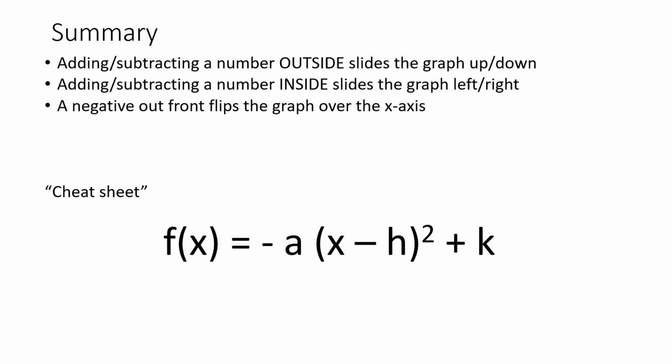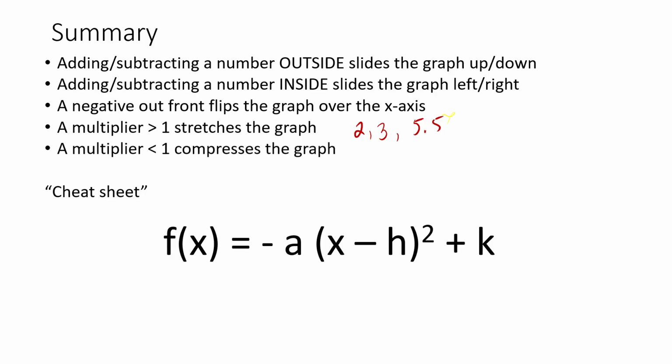A negative out front flips the graph over the x-axis. So if you see a negative, it will take that parent function and flip it over. If you don't see a negative, it's going to be oriented the same way as the parent function. And a multiplier greater than 1 stretches the graph. So we mean something like 2, 3, 5.5. I don't know why that clicked over to yellow. Okay, greater than 1, it will stretch it. A multiplier less than 1 compresses it. So this would be something like 0.5 or 0.1 or 0.25.